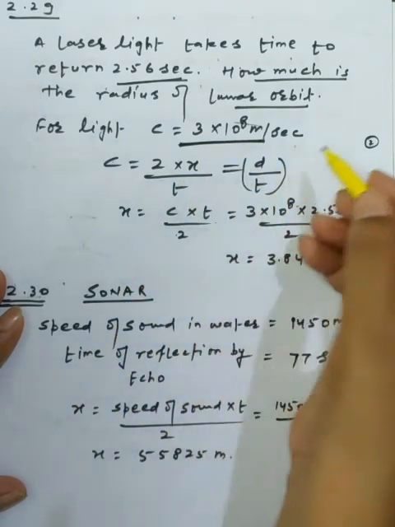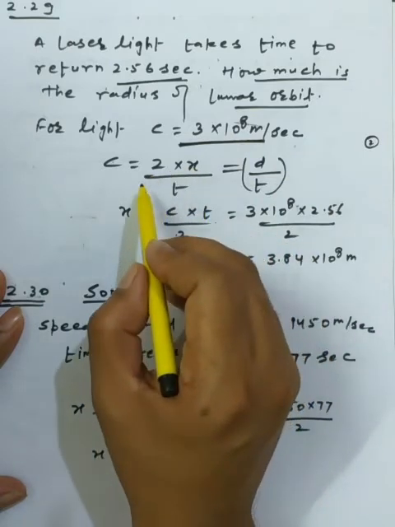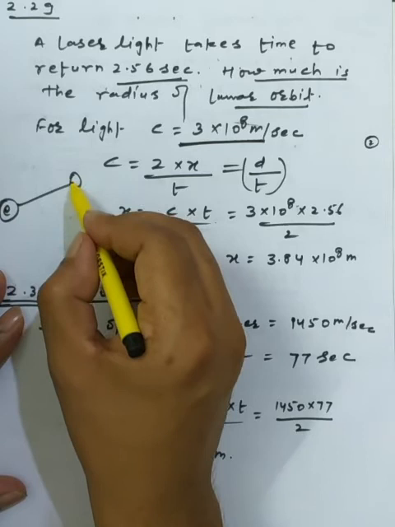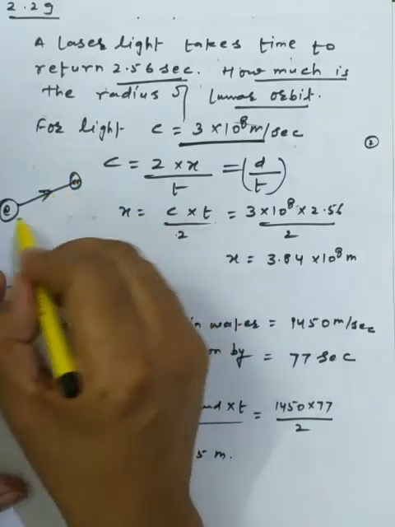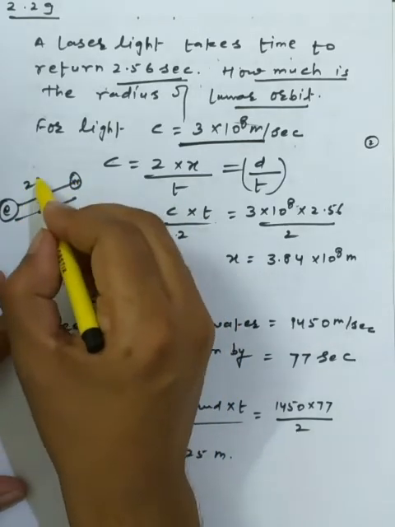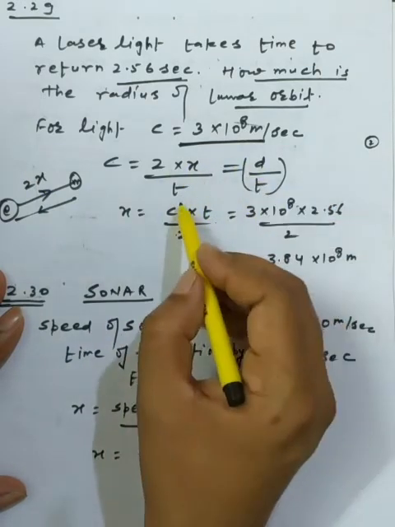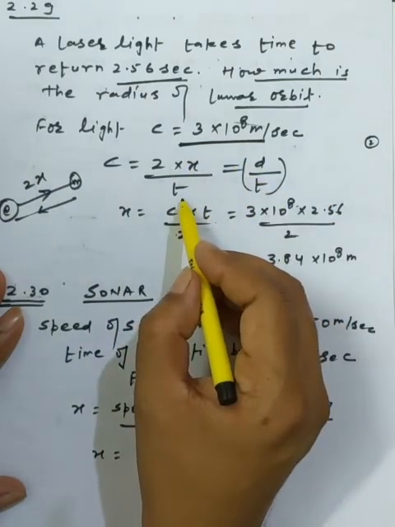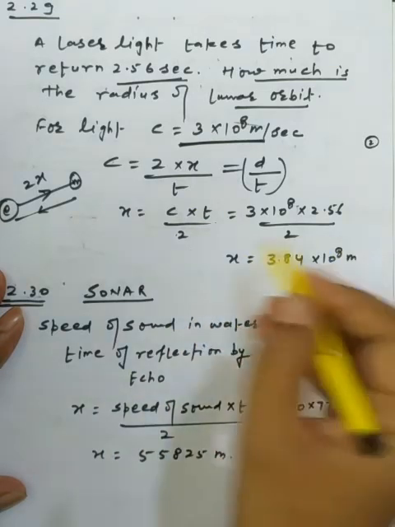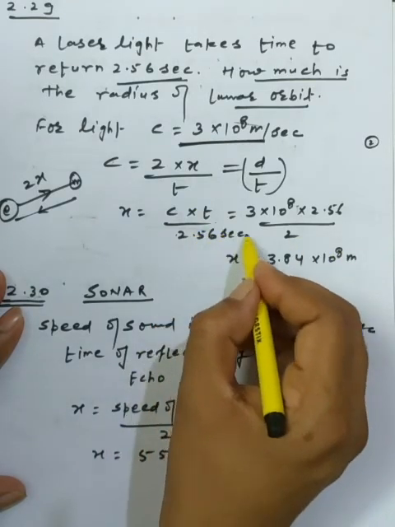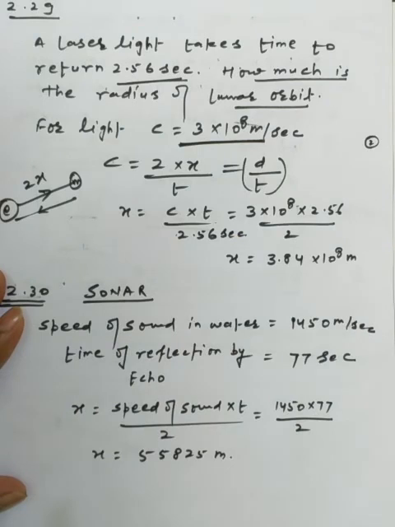How much distance will it cover, once it is moving from the earth towards the moon, and further it is reflecting back? So here we are counting 2x. The distance can be written as 2 into x, and the time taken by it is 2.56 seconds. This is the representation of this problem.